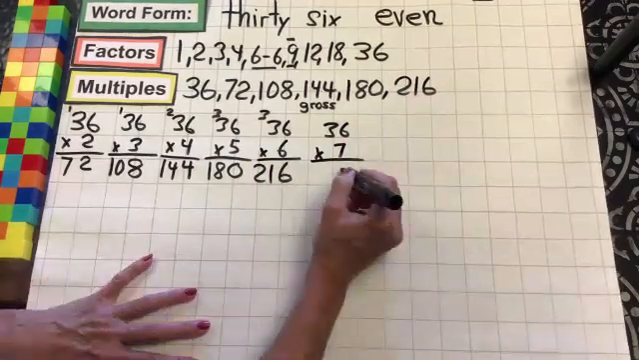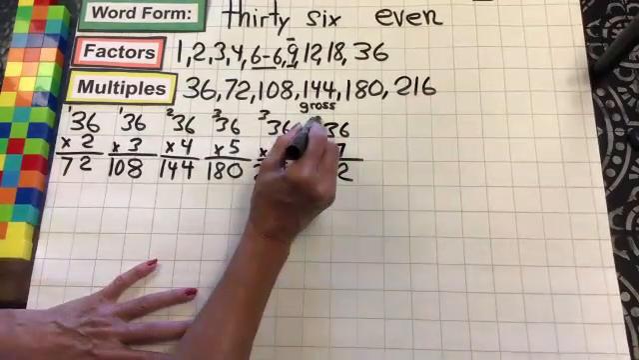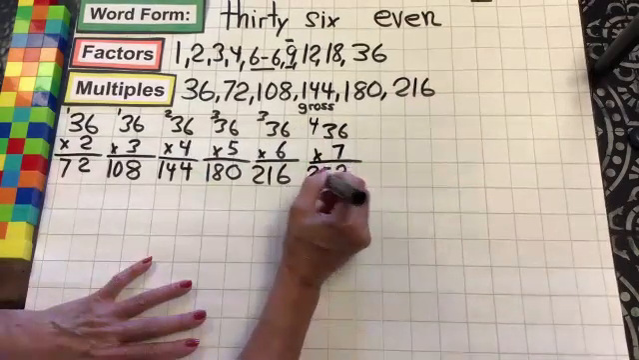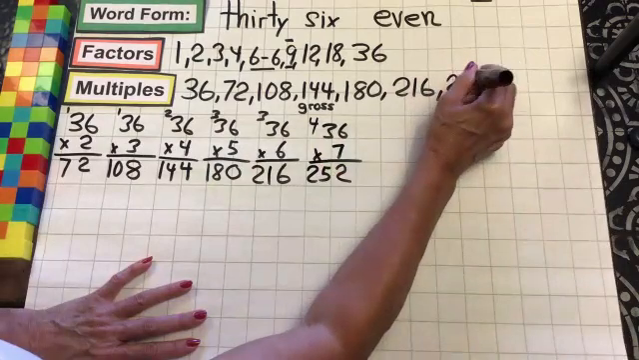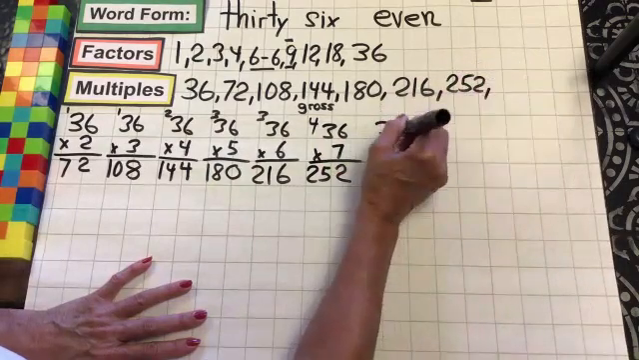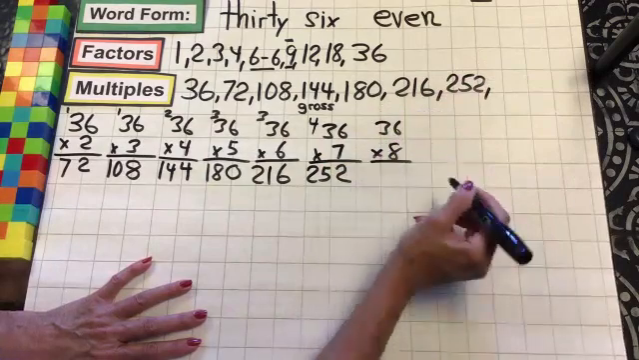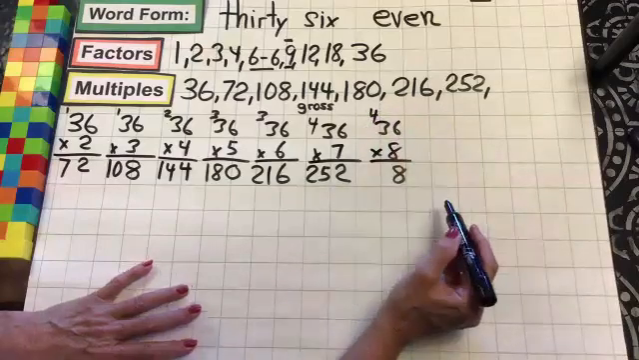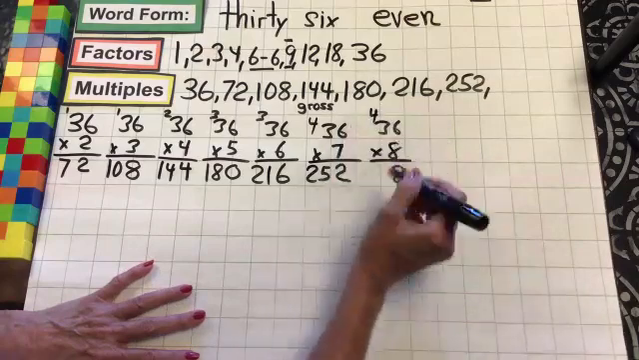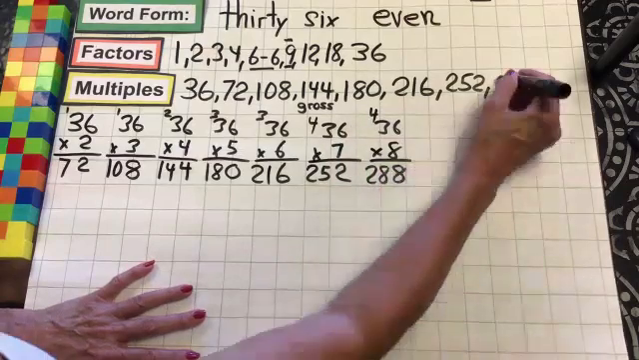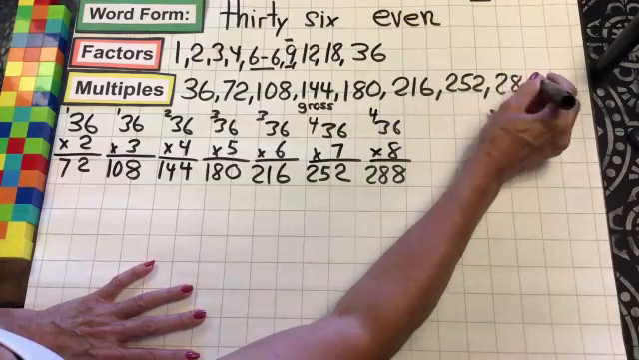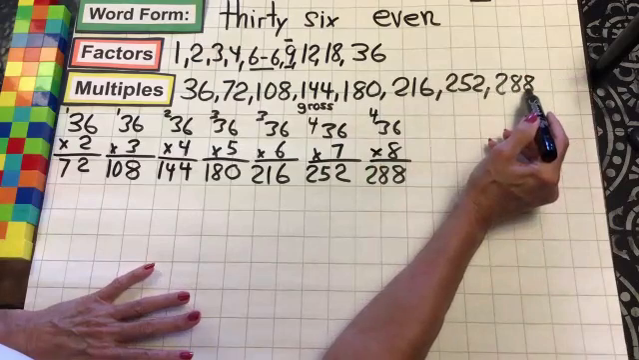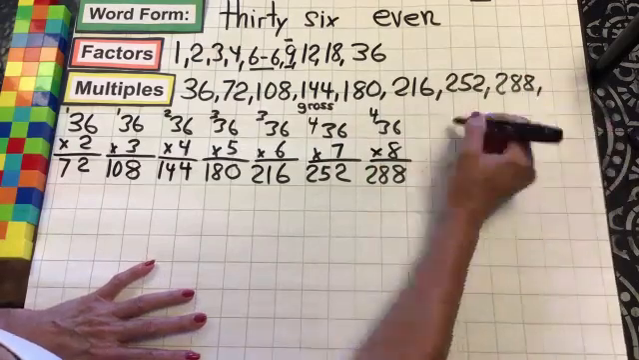Let's do 7. 7 times 6 is 42. We drop the 2, carry the 4. 7 times 3 is 21, plus 4 is 25. Does it add up to 9? Sure does. 36 times 8. 8 times 6 is 48. Drop the 8, carry the 4. 8 times 3 is 24, plus 4 is 28. All right, now it's getting tricky. Does it add up to 9? Well, 2 plus 8 is 10, plus 8 is 18, and then 1 plus 8 is 9.